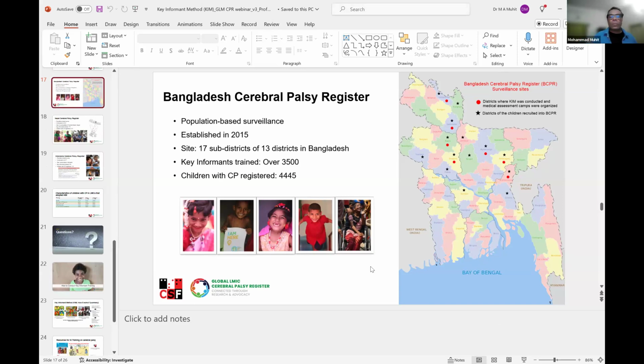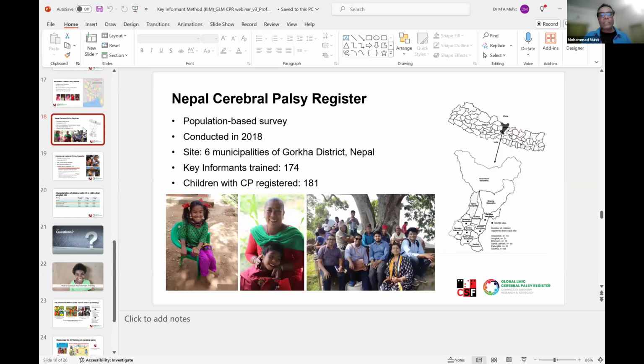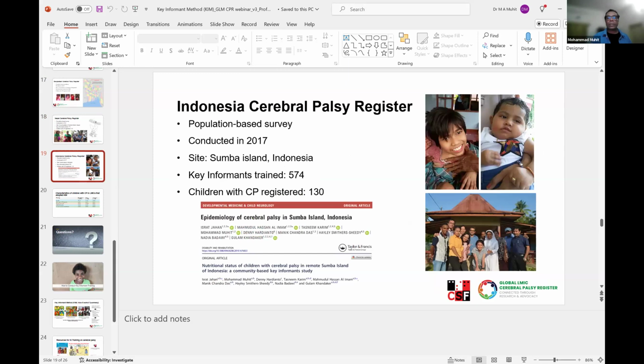So, some details about the Bangladesh Cerebral Palsy Register. It's a population-based surveillance established in 2015, in 17 sub-districts of 13 districts, with over 3,500 key informants trained and over 4,000 children registered so far. Similarly, we did another register, the Nepal Cerebral Palsy Register, in the same way at the population level, a population-based survey conducted in 2018. In 6 municipalities of Gorkha district, nearly 200 key informants were trained, and nearly 200 children were identified in that short period of time. All these results and the methodology have already been published, so you can get the references.